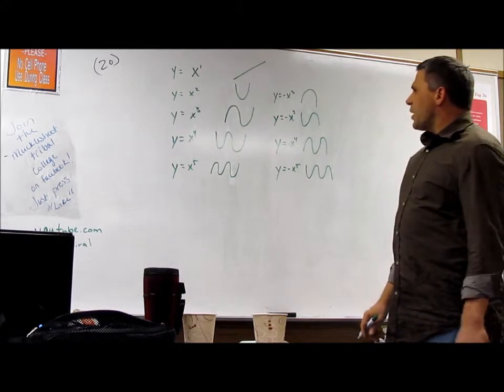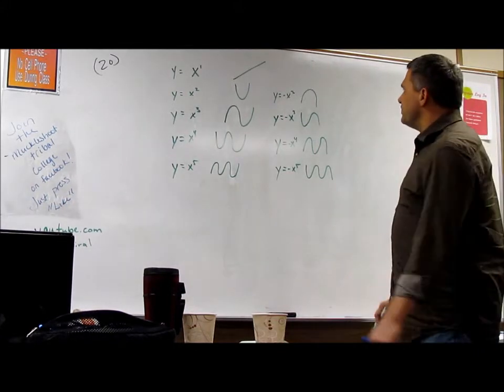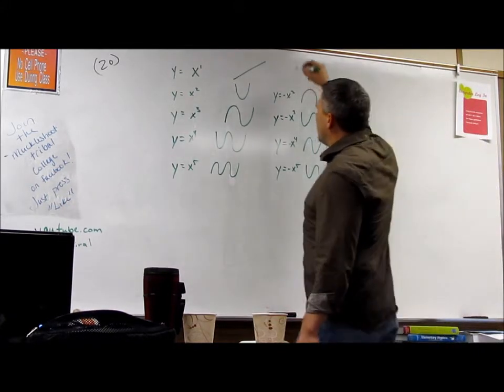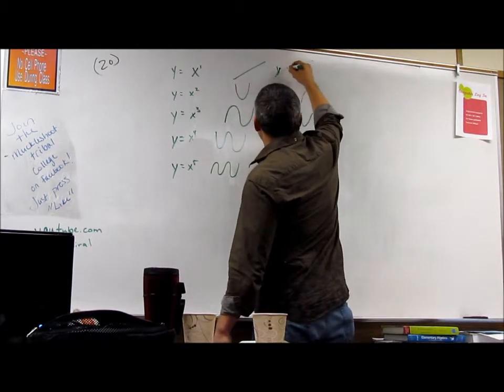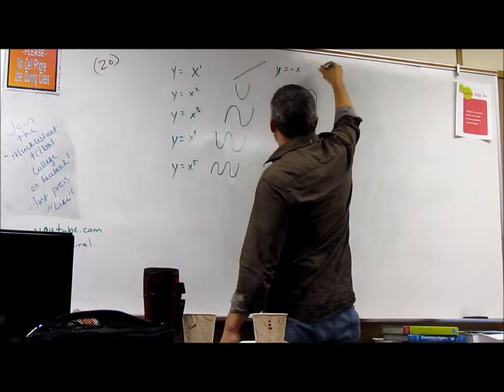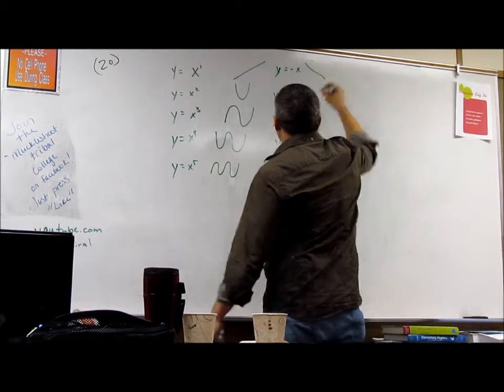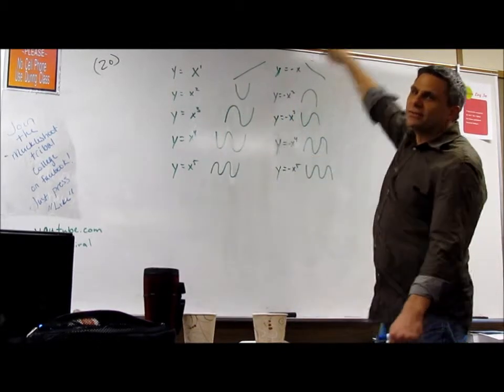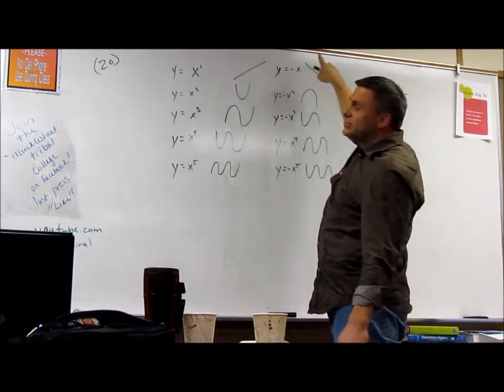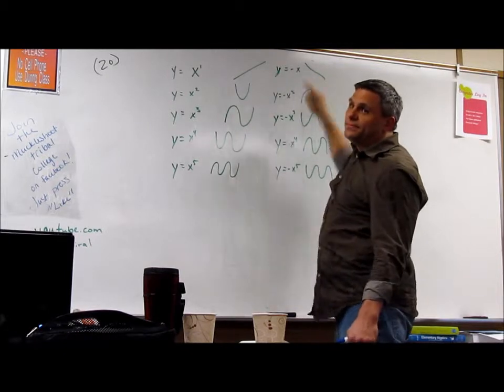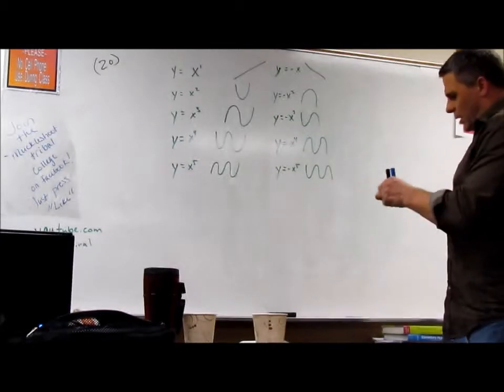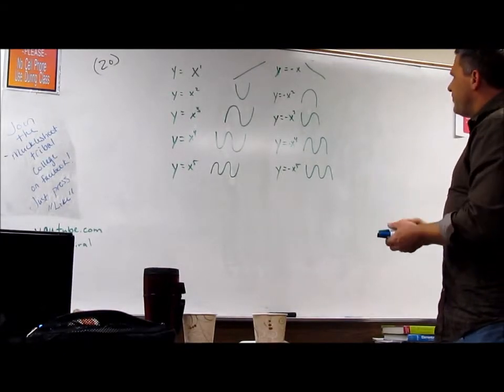Okay, and so we noticed a couple of things, right? Oh, and by the way, y equals negative x went down. Y equals positive x went up. So positive slope, negative slope. Okay? So we started figuring some stuff out.